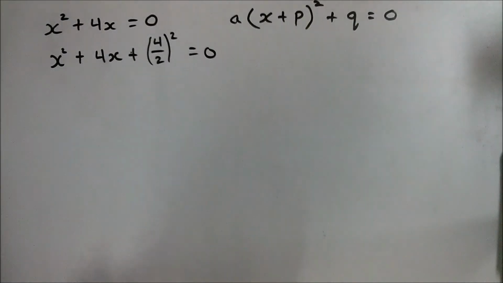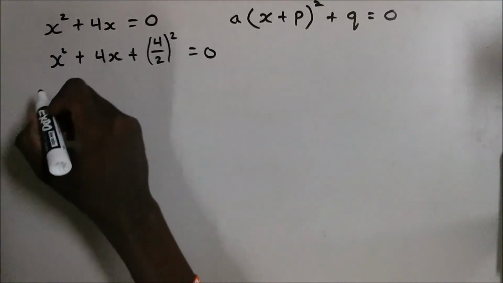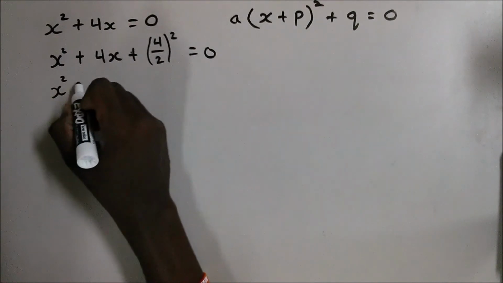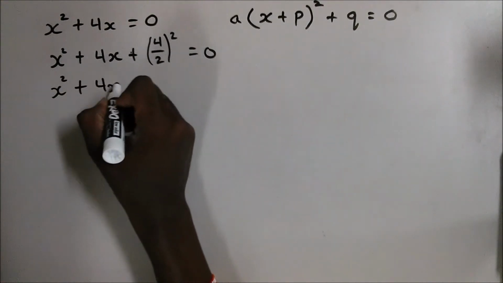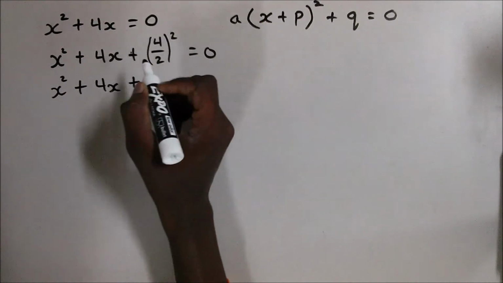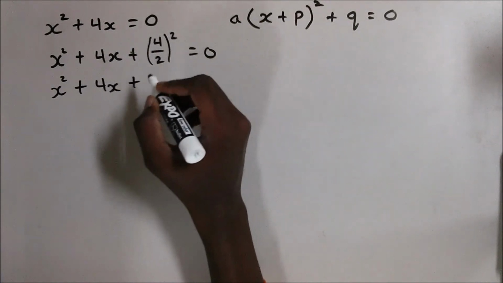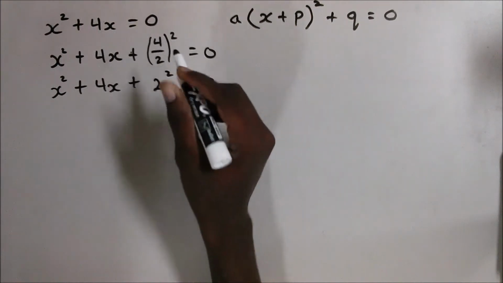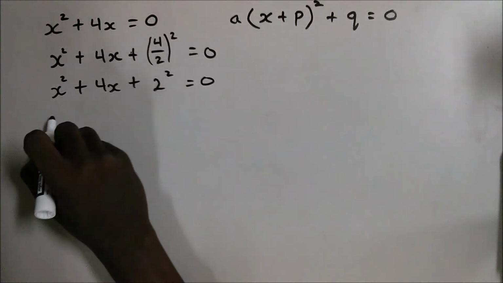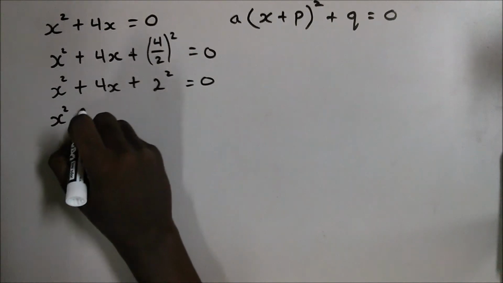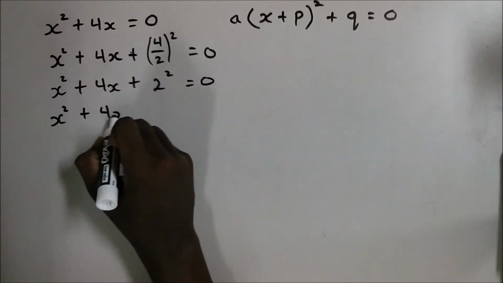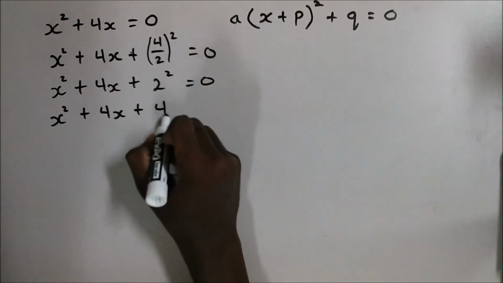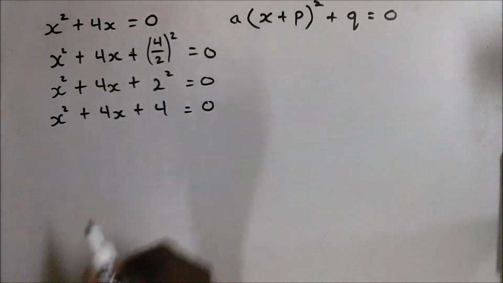So now we have a quadratic equation that we can factorize, but first we have to simplify this equation. So we get x squared plus 4x plus, 4 divided by 2 is 2, gives us 2 squared equals 0, and we know that 2 squared is 4, so our final equation looks like x squared plus 4x plus 4 equals 0.